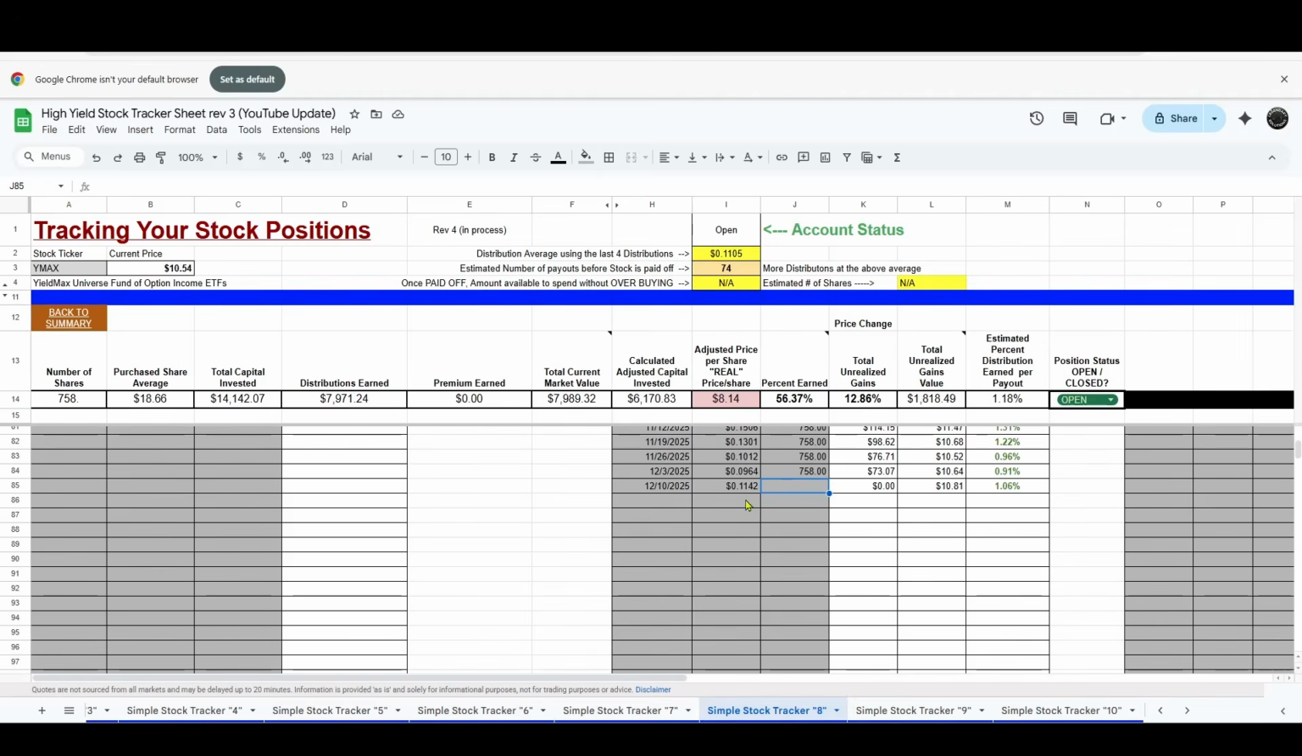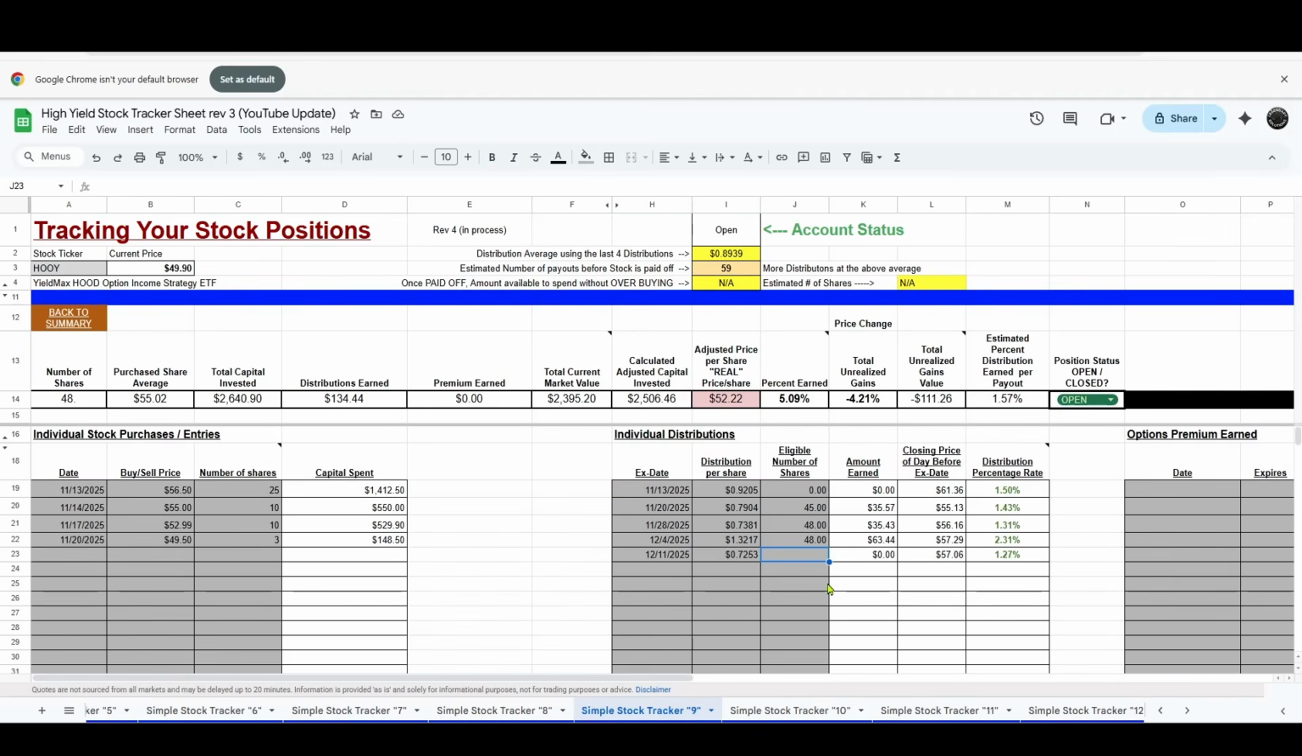YMAX, we earned 11 cents per share, and I have a total of 758 shares. So my real price per share of $8.14 now becomes $8.03. So if I were to sell all my shares at that current price, I'm going to make about $1,900. And again, this is using my method of not purchasing shares unless the current price is under the real price per share. Because if you buy shares above your real price per share, that is going to average you up, and that's working against you, in my opinion.